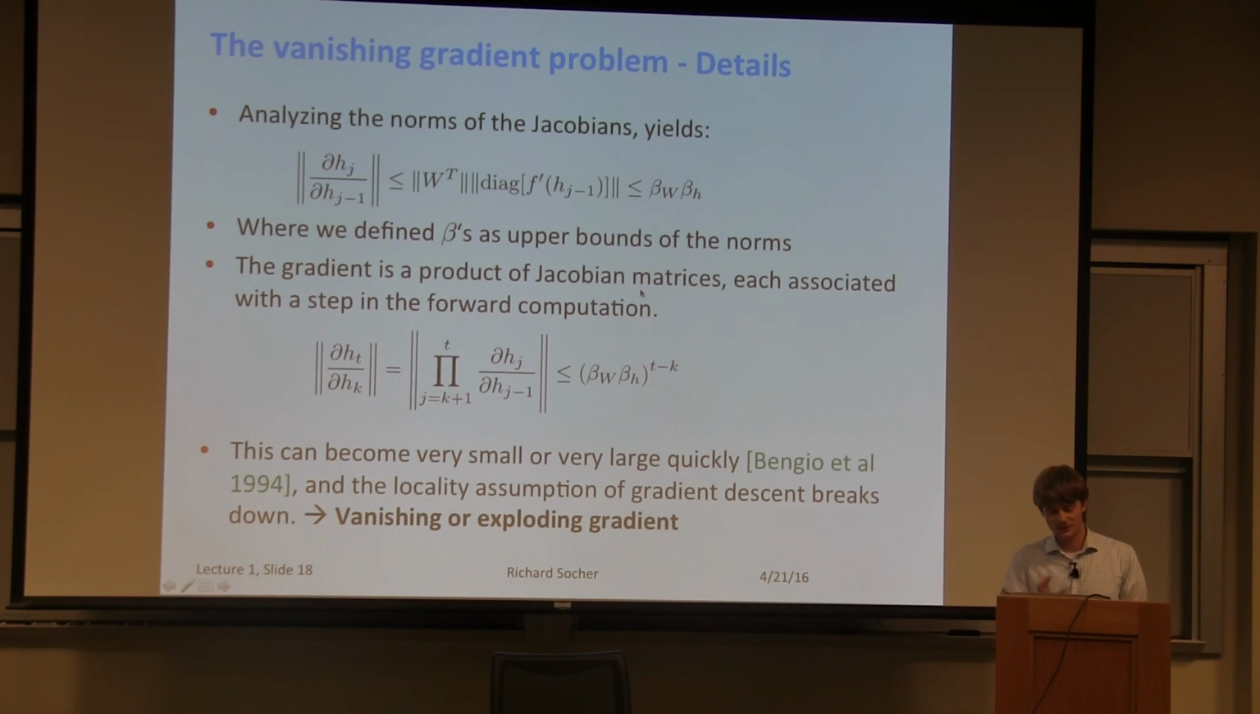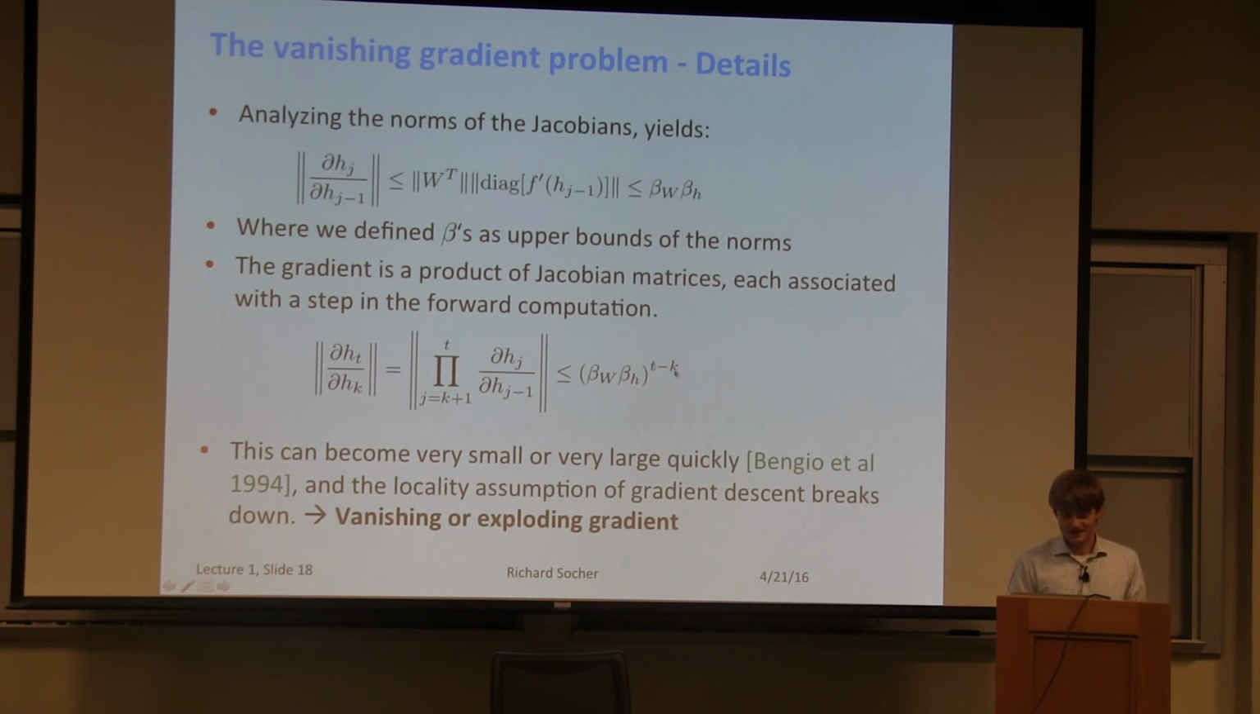And each of these is associated with a step in the forward computation until the current time step t. So basically, once we try to upper bound the norm of all of these Jacobians multiplied with each other, we can get to this final output here, which is our beta W times beta H to the power of t minus k. Right, all the possible matrices, and basically applying this simple upper bound.